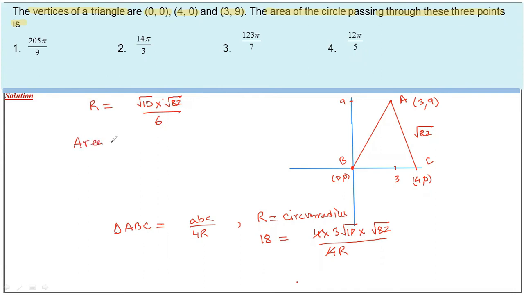So area of circle would be pi r square, which is equal to pi into 10 into 82 by 36, that is equal to 205 pi by 9, option 1.